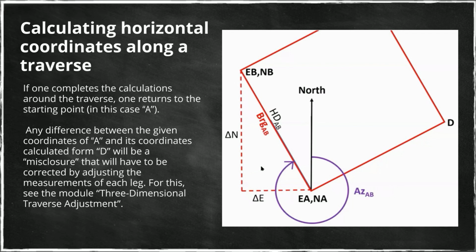If we do this along each leg and come back to our starting point, we may end up with a difference. If this difference is negligible, you can ignore it. If this difference is large, you will have to remeasure the traverse. If this difference is relatively small, but you cannot ignore it, then you have to adjust the traverse. And that is done in most cases. This difference, you will have a difference in X and a difference in Y. That's called a misclosure, and you can adjust for that by watching the module called the three-dimensional traverse adjustment. I hope you download it and watch it.